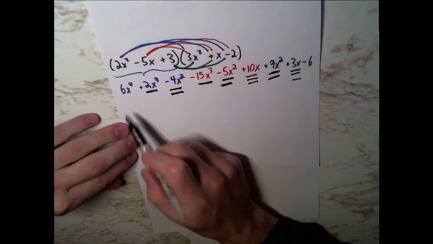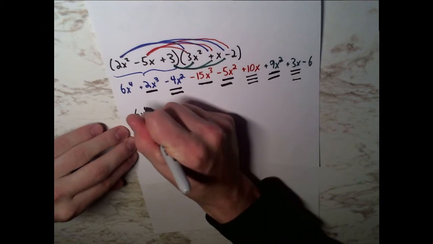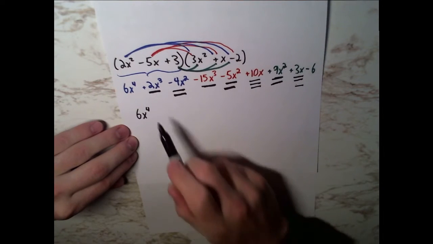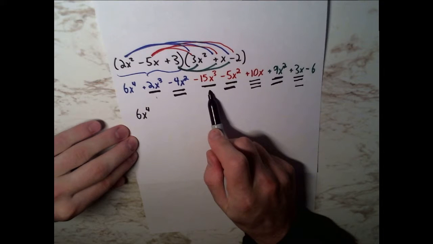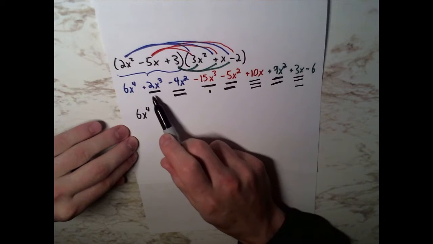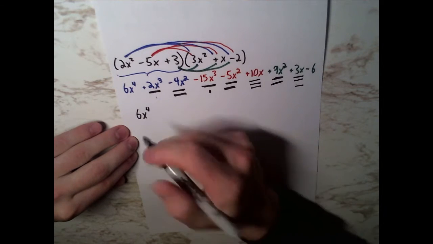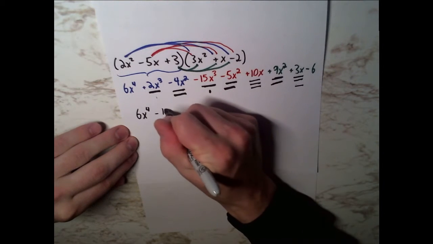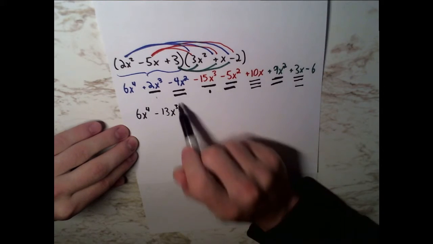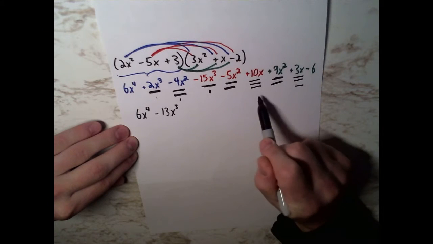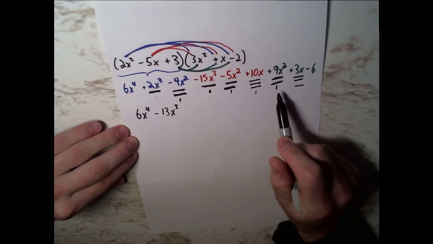I only have one x to the 4 term, so that's 6x to the 4. My x cubed terms, it looks like I have 1, 2 of those. So it's going to be 2x cubed minus 15x cubed, which is going to be negative 13x cubed. My x squared terms, I have 1, 2, 3 of those.